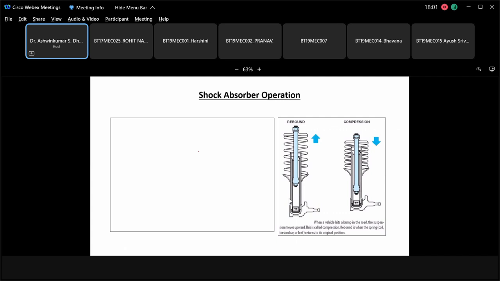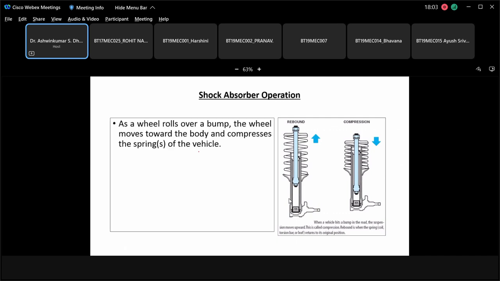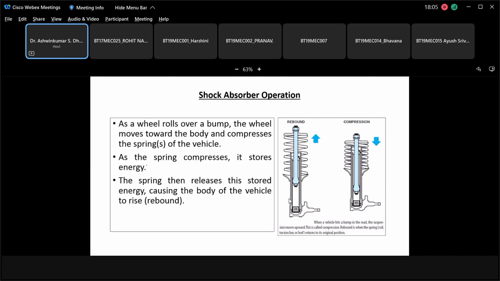So what it says about it: as the wheel rolls over the bump, the spring compresses and stores the energy. In this condition, it stores the energy in the spring. So that is basically the energy which is stored in the spring. The spring then releases this stored energy, causing the body of the vehicle to raise. That is rebound. So this is the idea.